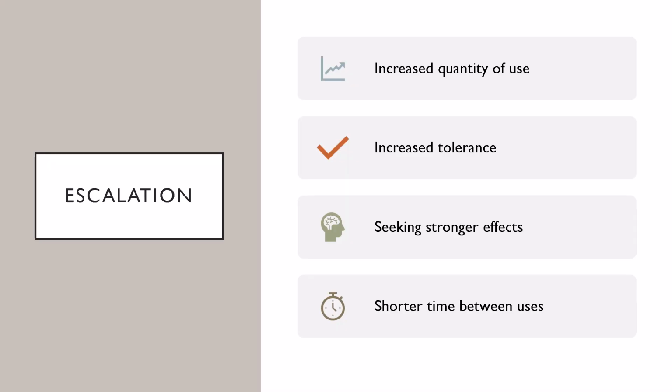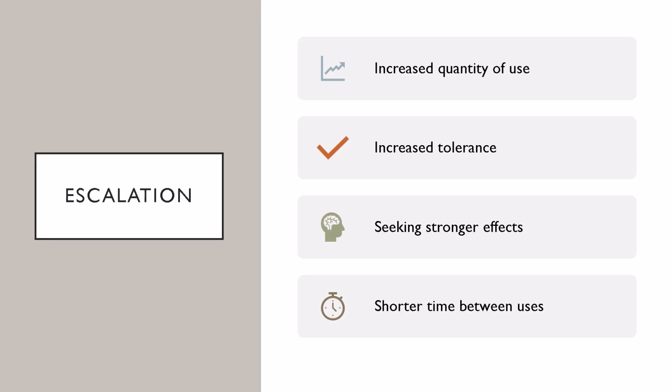And then escalation is a natural progression from regular use, and it's driven largely by tolerance. So as the body is adapting to the substance, the same amount no longer produces the same effect. And that's going to lead the individual to increase the quantity or the frequency of their use in order to achieve the desired outcome. So this is where things start to elevate or accelerate. What may have started out as occasional use can quickly become more intense. And that person may start to seek out stronger substances, or maybe they're combining substances to enhance the effect.